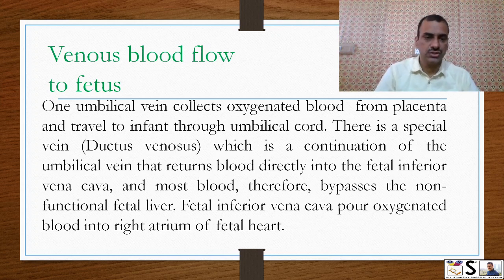There is a special vein known as the ductus venosus, which is a continuation of the umbilical vein that returns blood directly into the fetal inferior vena cava, and most blood therefore bypasses the non-functional fetal liver. The fetal inferior vena cava pours oxygenated blood into the right atrium of the fetal heart.